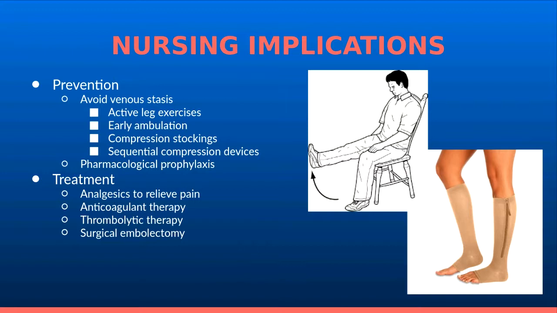You may see these in patients after surgery. Also, you might want to do pharmacological prophylaxis with anticoagulants. Treatment for the blood clots: analgesics to relieve pain, anticoagulants, thrombolytics, and surgical embolectomy.